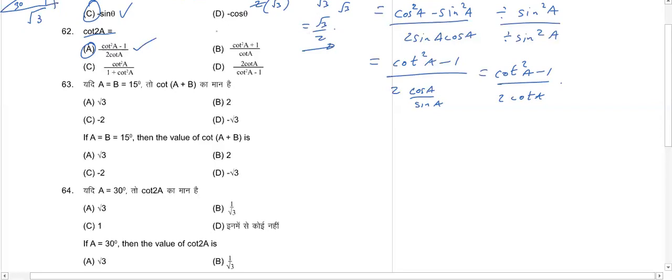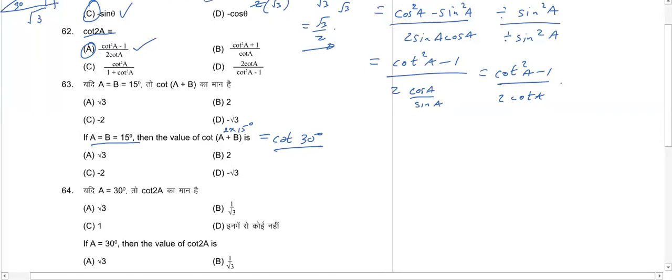Is there an error in this question, or did I make a mistake here? Let's see. Let's try again. A is equal to B is equal to 15 degrees, and the value of cot of A plus B is equal to, so that is 2 times 15 degrees. Oh, okay, sorry. That should be cot of 30. So actually what we are finding is just cot 30 degrees here. That should be 15. So yeah, that is a mistake here. Only it should be 15.